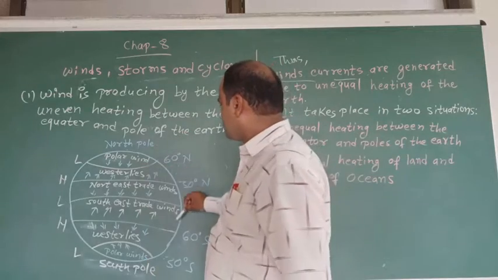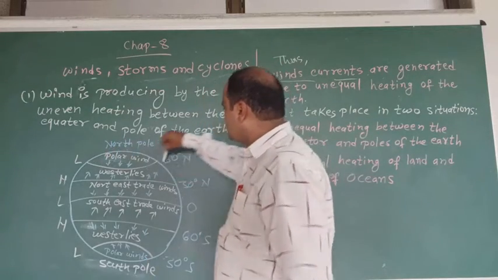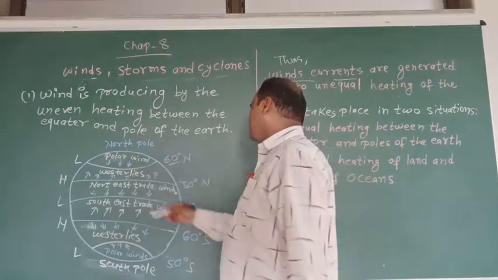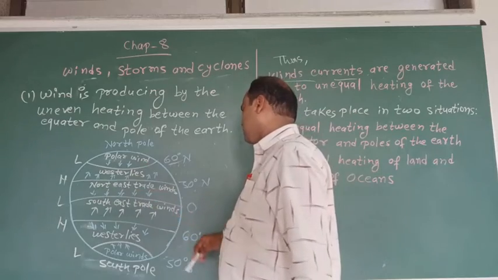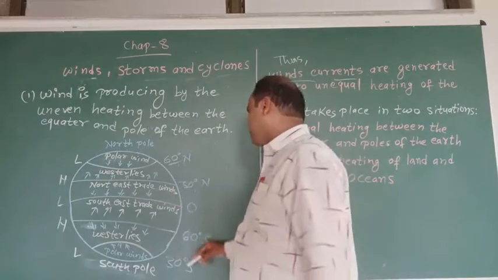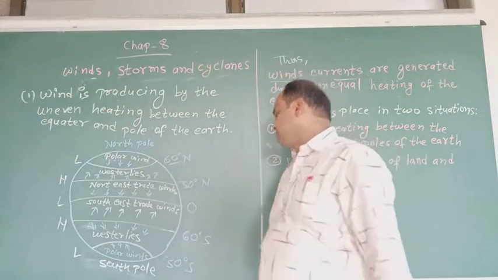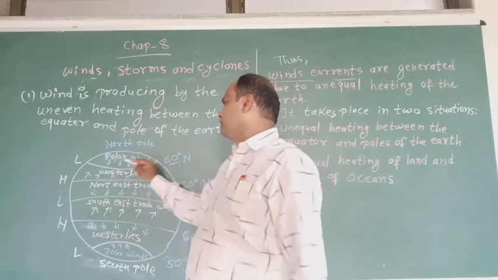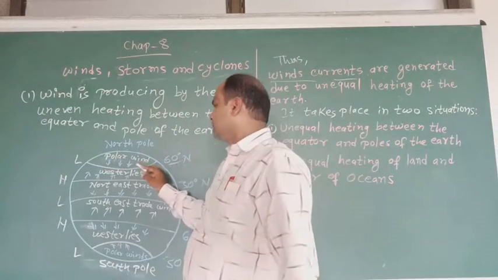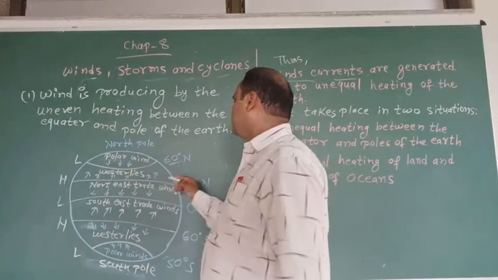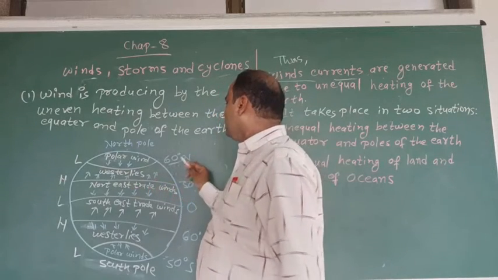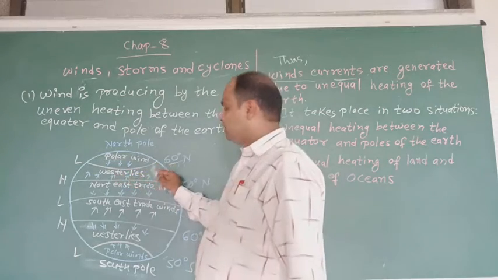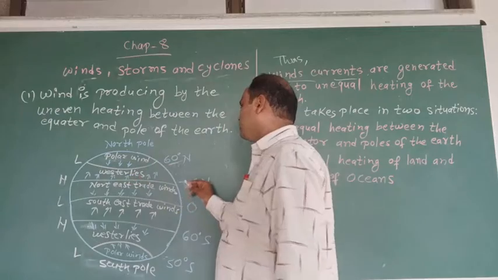Okay, so this is the island. This is the 60 degree north, this is the 30 degree north, and this is the equator. And this is the 60 degree south and this is the 30 degree south. Okay, so students, the 60 degree north area shows polar winds, and between 60 and 30 degrees it shows westerlies.